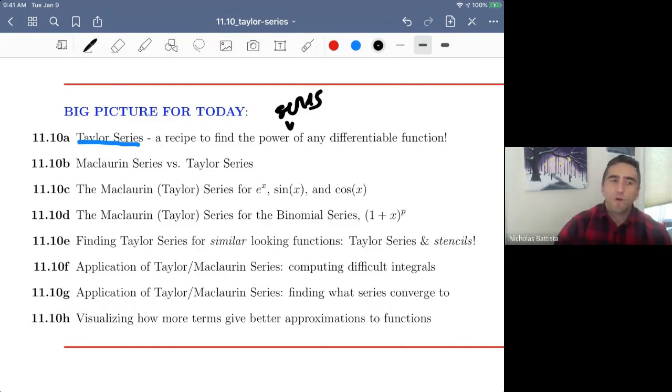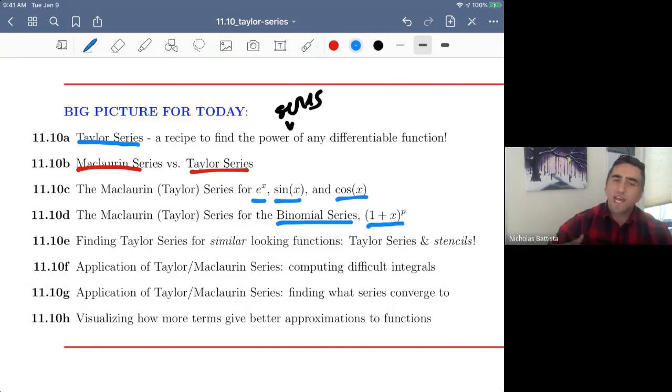In particular, there's going to be a slight variation of a Taylor series called a Maclaurin series. We're going to talk about that as well. Well, a Maclaurin series is just another example of a Taylor series. And we're going to look for the power series representations of e to the x, sine of x, and cosine of x, as well as the function 1 plus x, that quantity raised to some power p, otherwise known as a binomial series.